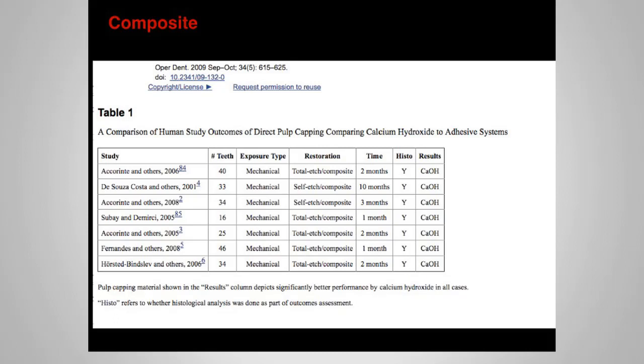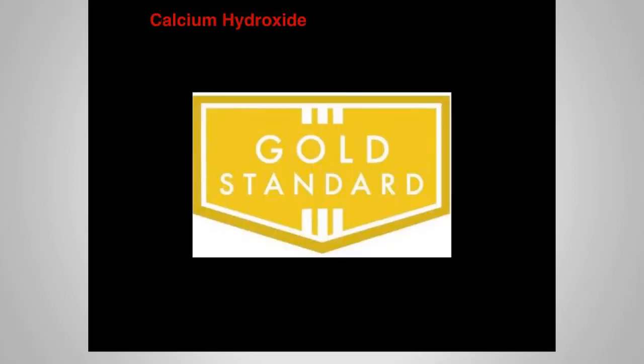So, composite is not really indicated as a pulp cap. Calcium hydroxide, it's the gold standard. That's what, for 30 years or so, since I was in dental school, we were taught. But like I said, it kind of fell out of favor for a little bit because we didn't understand it.